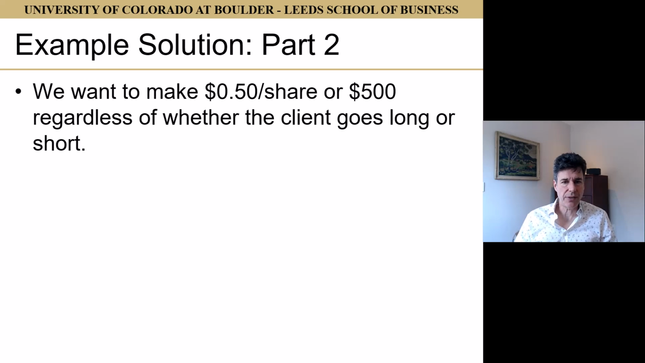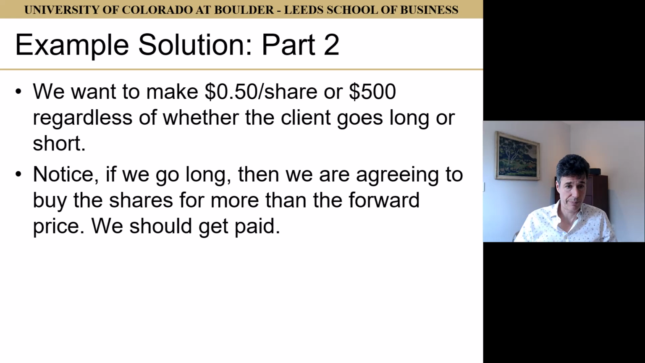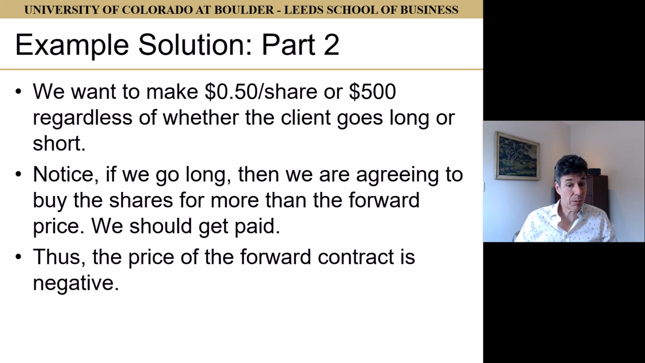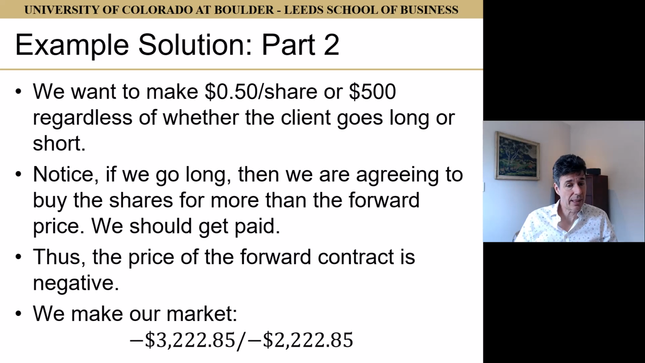We want to make 50 cents per share or $500 regardless of whether the client goes long or short. So if we go long, we're agreeing to buy the shares for more than the forward price. We should get paid. Thus, the price of the forward contract is negative. We make our market negative $3,222.85 at negative $2,222.85. Again, you have to think for a second, but that bid is less than the ask.